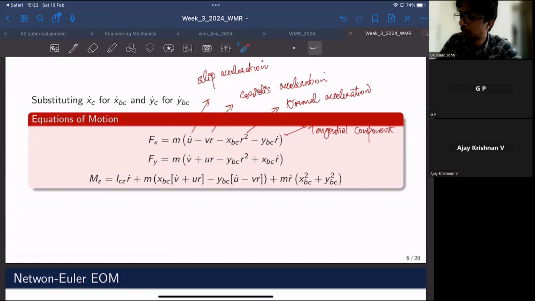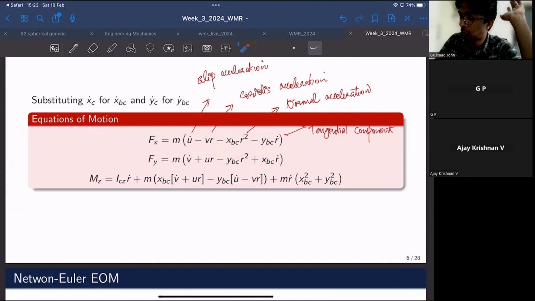So the forces are contributed by the slip acceleration, that is the linear acceleration along the corresponding axis, which is the x-axis. Then you have the Coriolis acceleration, which is a product of linear velocity and angular velocity, v and r. And then you also have a normal acceleration along this axis and the tangential component of acceleration. And similarly for Fy, you will have the slip acceleration, which is v dot. This is the Coriolis acceleration, this is the normal component, and this is the tangential component.